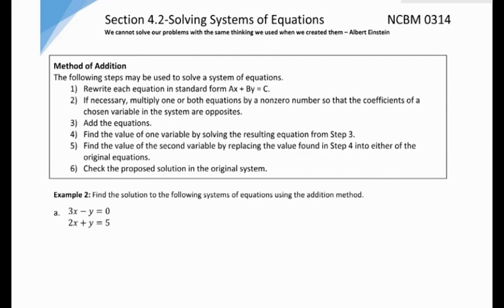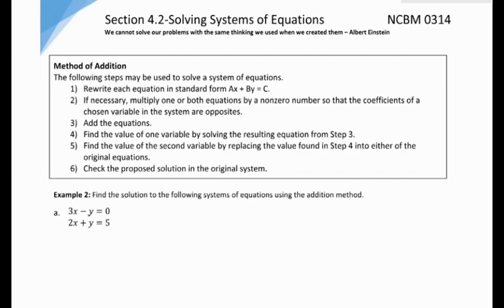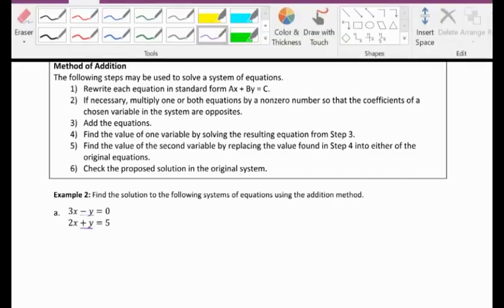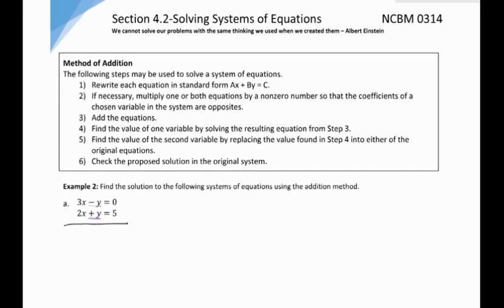So for example A, we have 3x minus y equal to 0 and 2x plus y equal to 5. If you notice, my coefficients for the y's are already opposites. This one is negative 1, and for the second equation is positive 1. So we can go ahead and add the equations. So 2x plus 3x, that's going to be 5x. Negative y plus y is 0, equals 0 plus 5 is 5. We solve for x, so we divide by 5 on both sides.